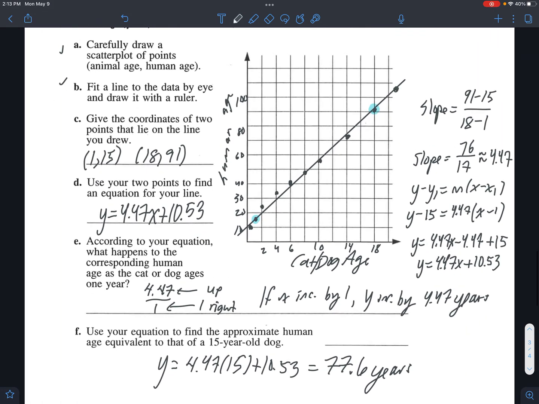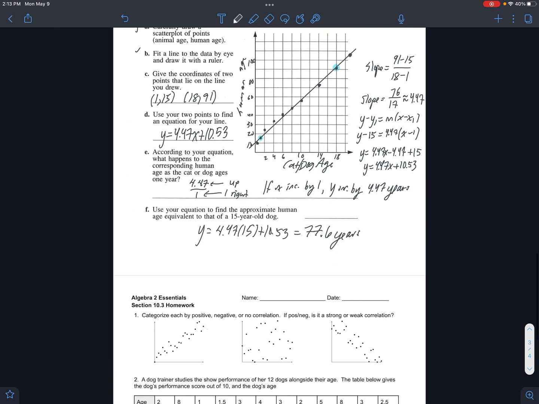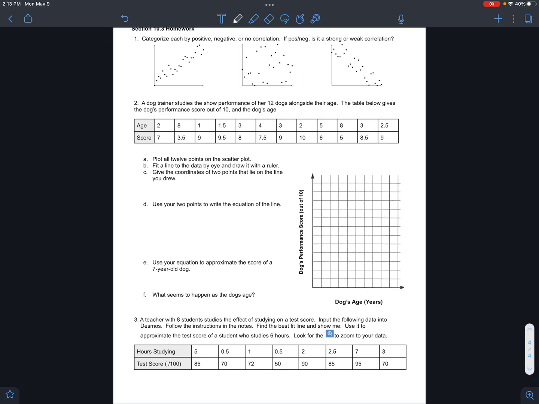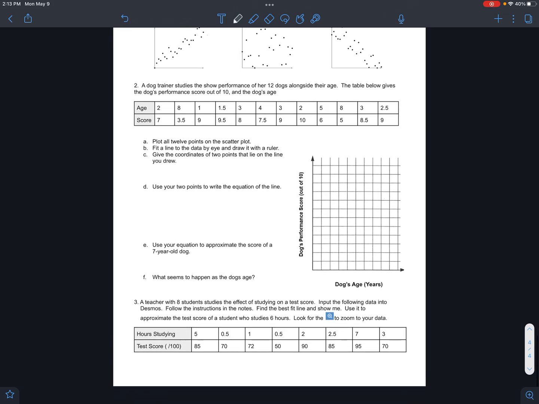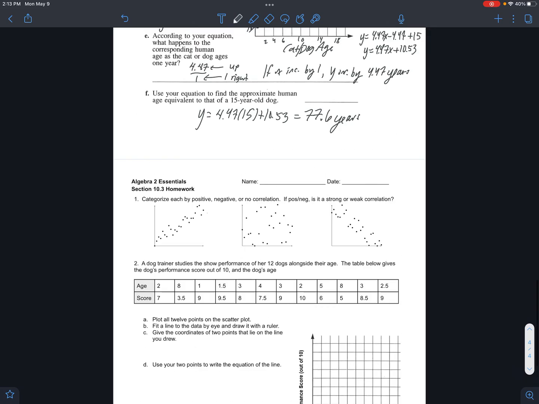So a lot of review from when we did lines, but this is taking it a little step further. If you have any questions on this, let me know. This is some homework for you to work on. You guys got to come out and reach out to me, okay?